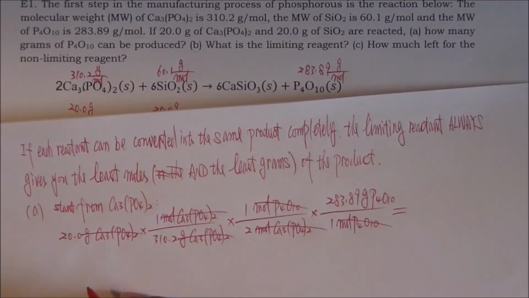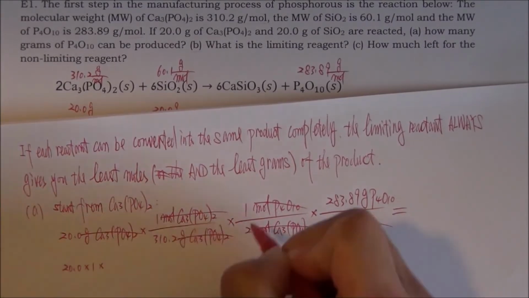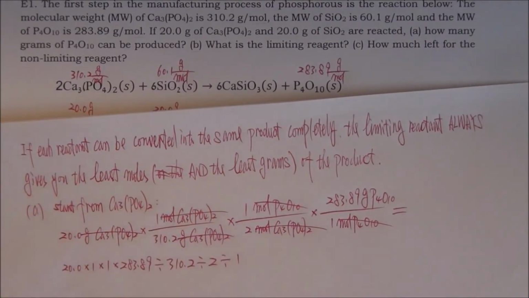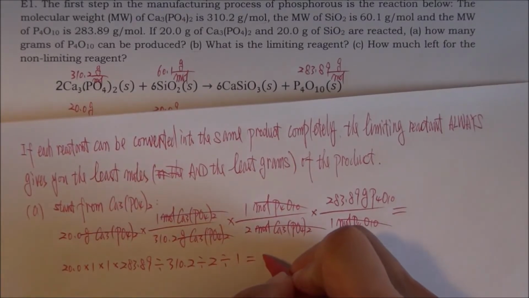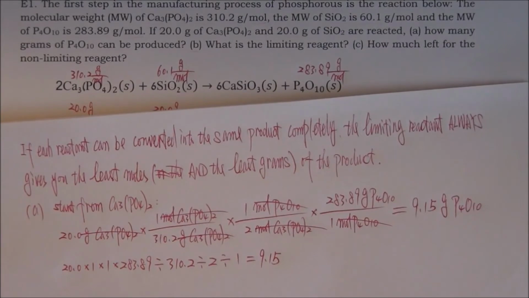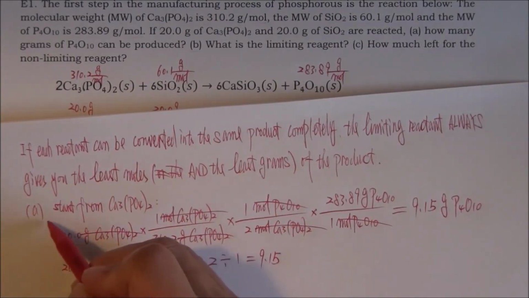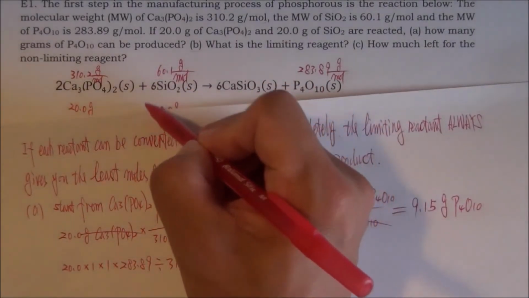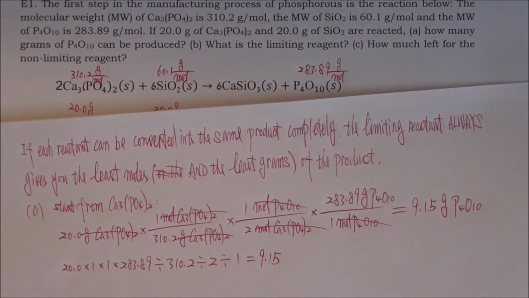Let me show you one more step to show you the mathematical formula of this calculation. This is the formula you need to punch into your calculator. From your calculator, you will get 9.15. The next step we need to do is we will start from silica dioxide. We will do the same calculation but with different numbers.